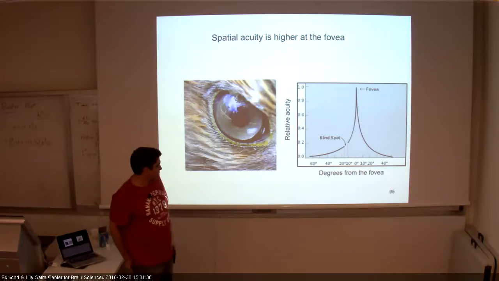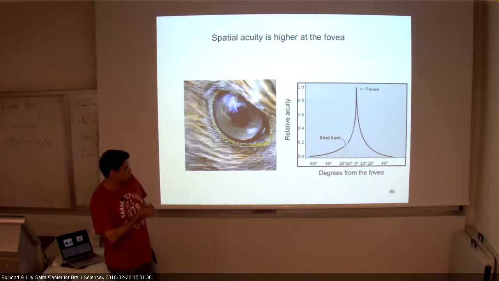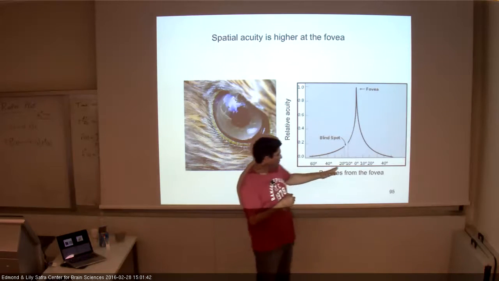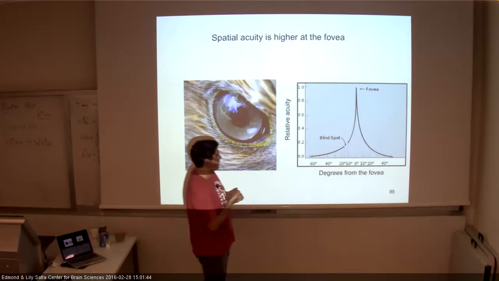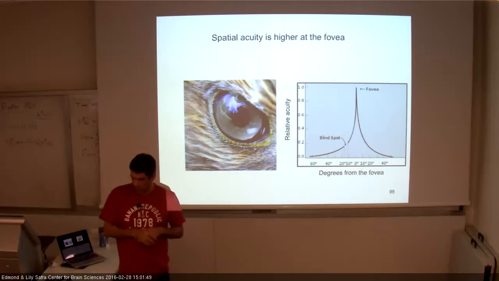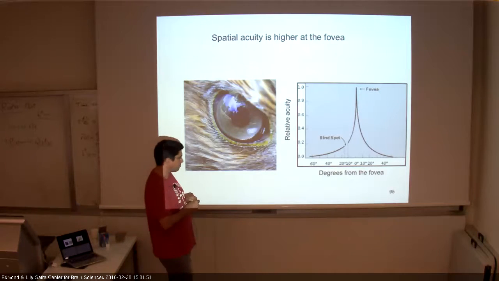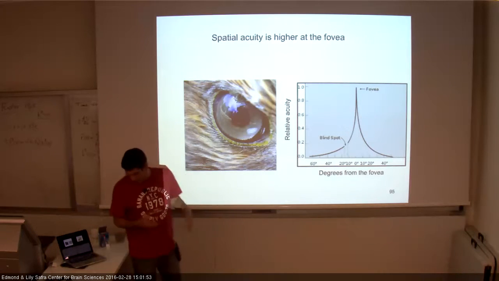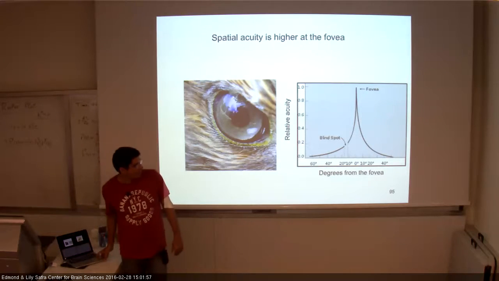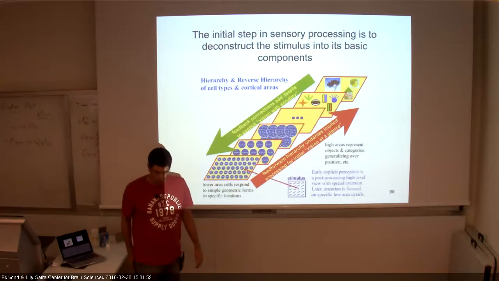In the visual system, which is also something we'll talk about, we have a region which is called the fovea, where it has the highest number of receptors and therefore also the highest acuity of vision. So this is obvious. The more receptors there are, the higher the resolution.